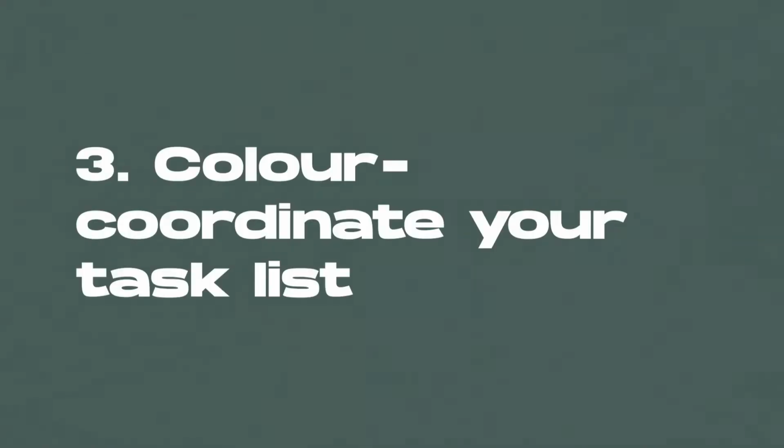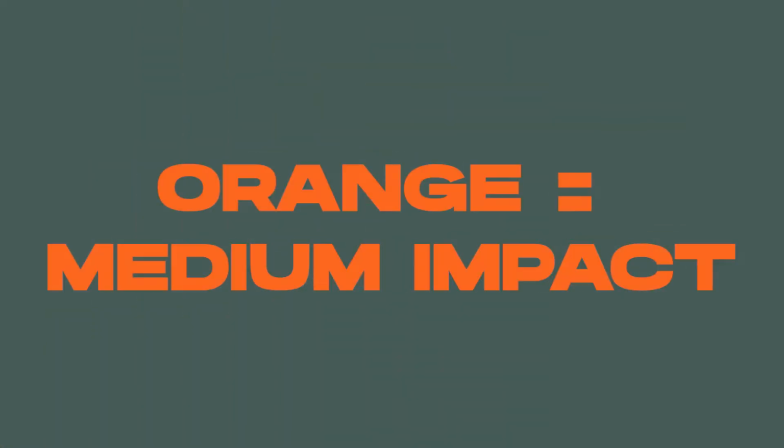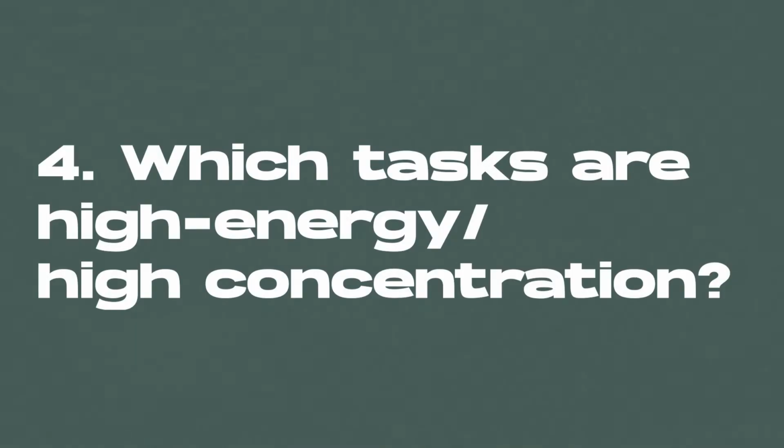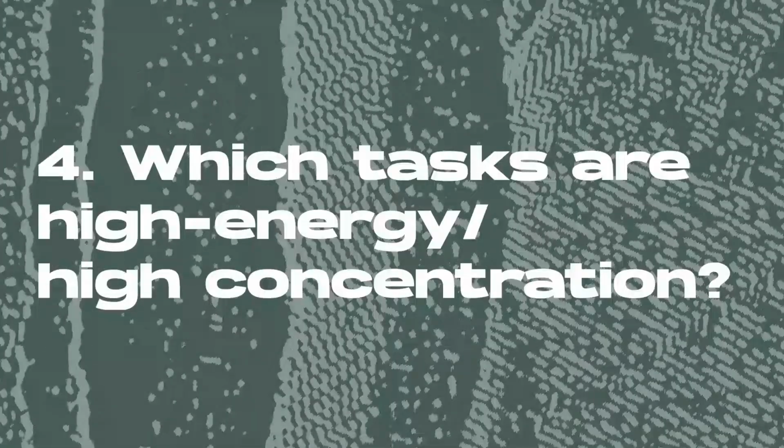Color coordinate red, green, and orange. And the red tasks are tasks that are absolutely high impact and absolutely high priority. The orange tasks are tasks that are sort of in the middle, and then green tasks are tasks that are like email, that are sort of mindless, that you don't need a lot of energy for. So red tasks would be extremely high priority, orange tasks are sort of medium priority, and then green tasks are sort of okay-ish priority.